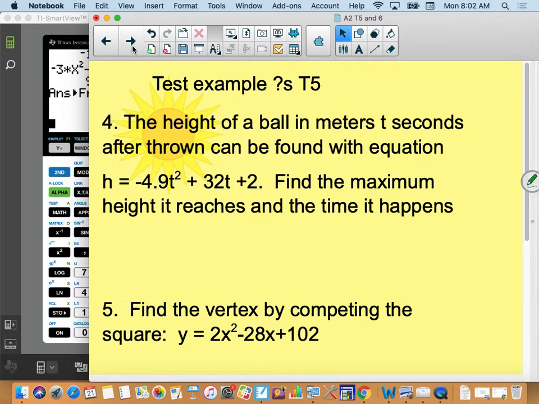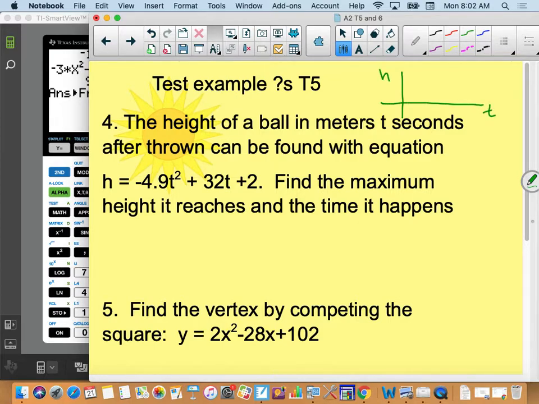Number 4 is just an application of finding the vertex, because if you think about what the graph would look like for the height of an object over time, this is the initial height. So at 0 seconds, this ball starts at 2 meters above the ground, and it's just going to go up and down and come down. So this point would be the x-intercept, or the root at the end. And then what they're asking is, what is the maximum height, and when does that occur? So we want to find the vertex.